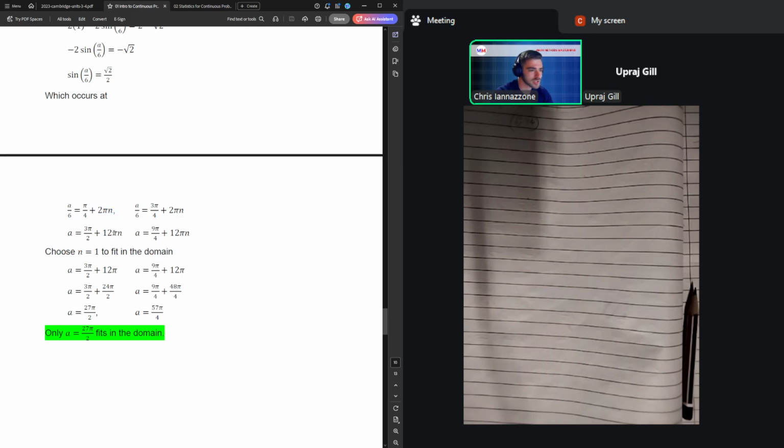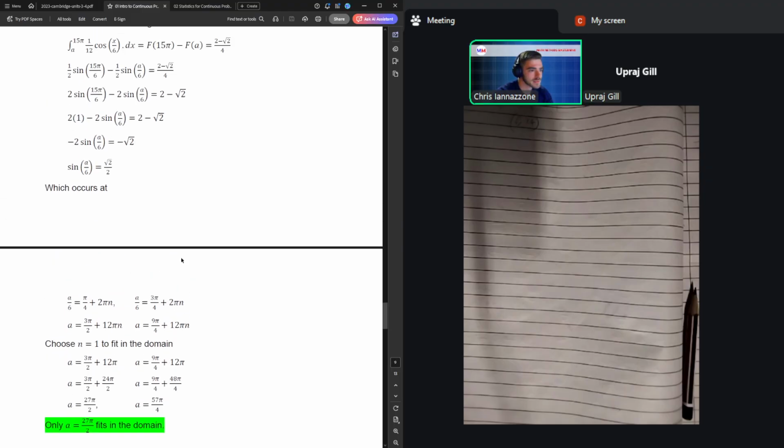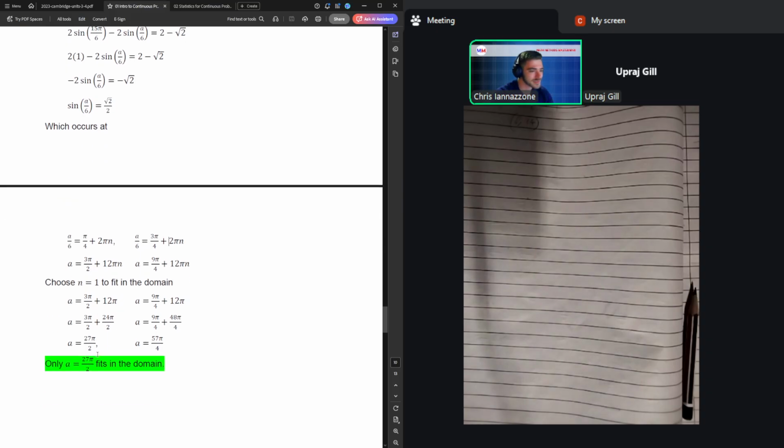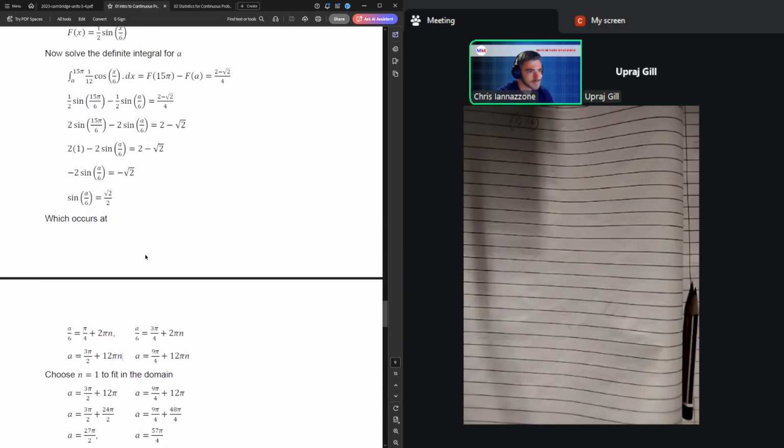You can do a general solution like I've done here, or you can just add 2 pi a bunch of times until you get there. It's fundamentally the exact same thing. You do still need to get to the only A value that actually fits within the domain. Whether you choose to write your own method using these ends or otherwise is up to you.